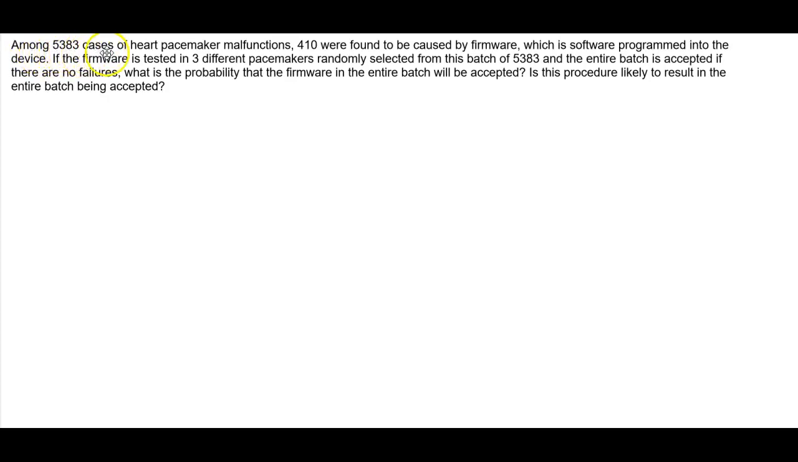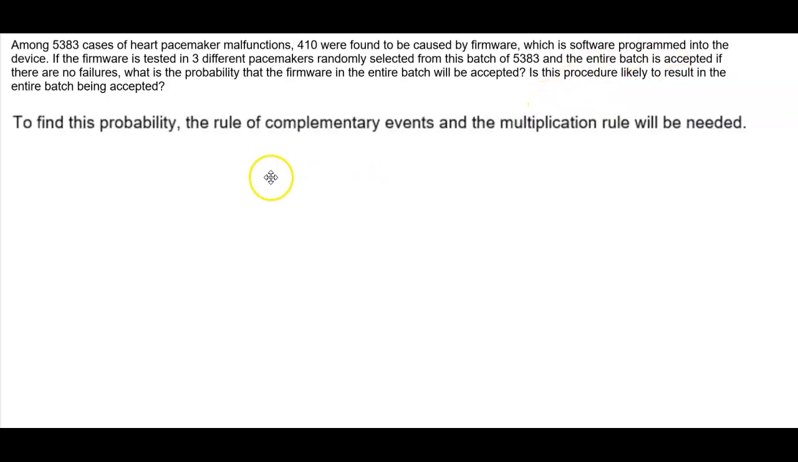Among 5,383 cases of heart pacemaker malfunctions, 410 were found to be caused by firmware, which is software programmed into the device. If the firmware is tested in 3 different pacemakers, randomly selected from this batch of 5,383, and the entire batch is accepted if there are no failures, what is the probability that the firmware in the entire batch will be accepted? Is this procedure likely to result in the entire batch being accepted?